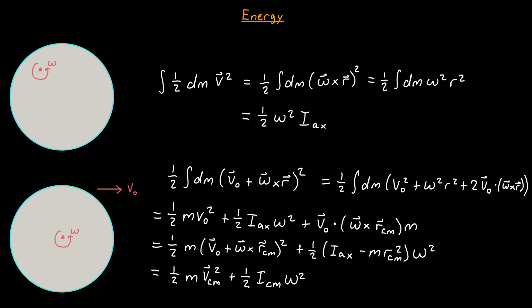Now it's true that when an object was just rotating around some axis, we used the moment of inertia about that axis, not the moment of inertia about the center of mass.